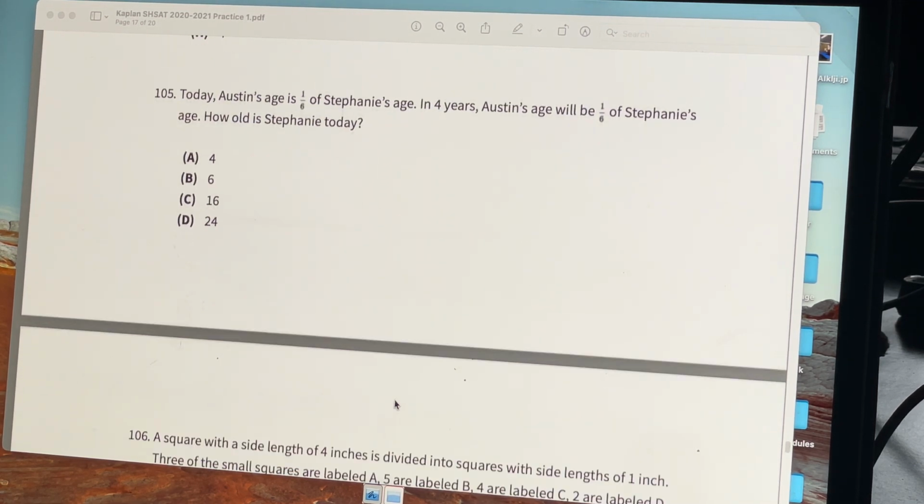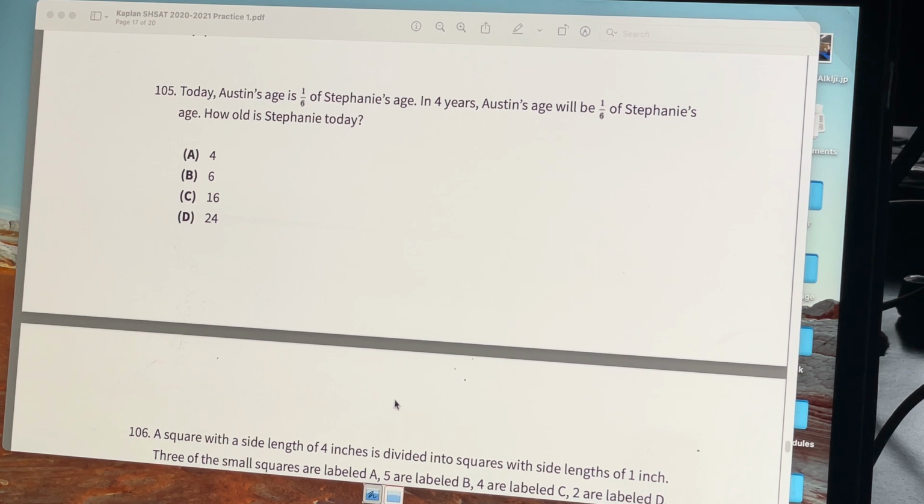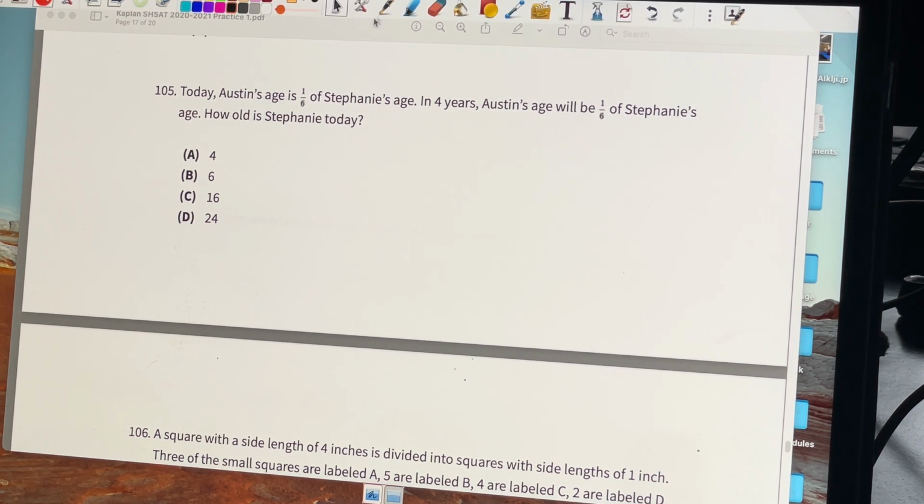105. Okay, so I know I asked, I want you to completely ignore 105. They made a mess out of this problem. So you're not doing 105. I'm not too happy with this test.